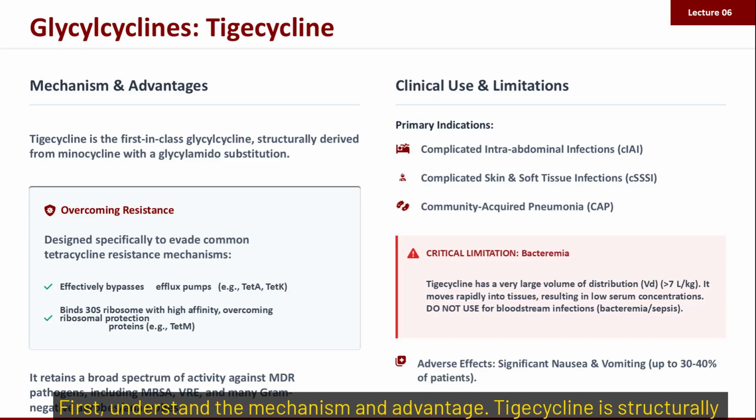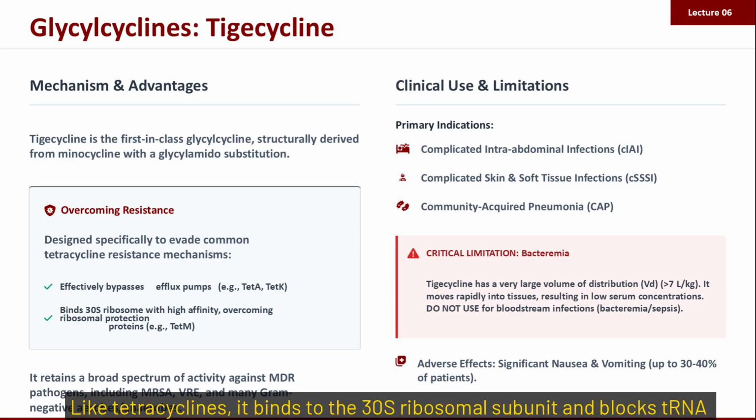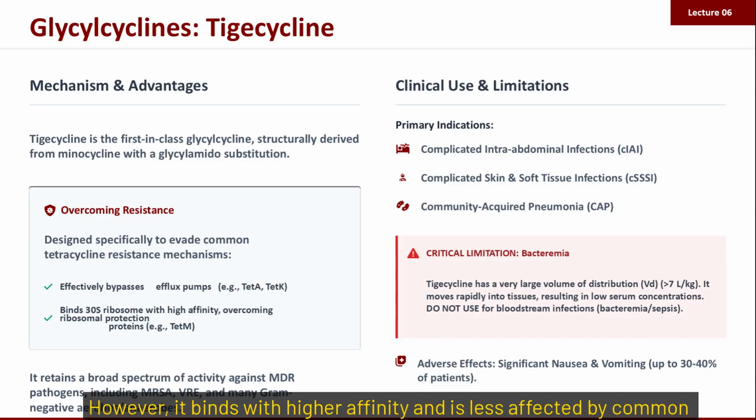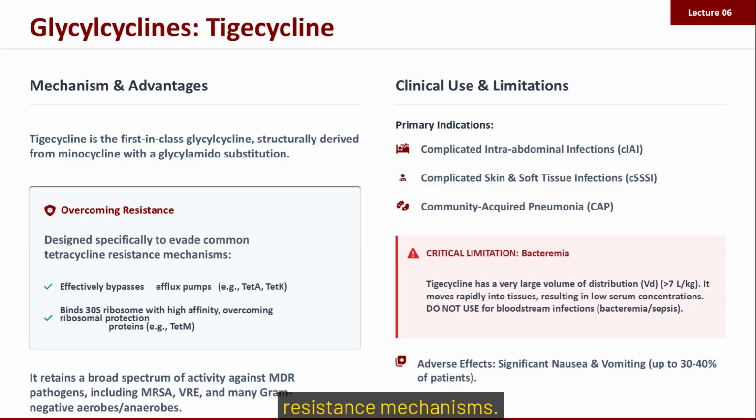First, understand the mechanism and advantage. Tigecycline is structurally derived from minocycline, but it has been modified to overcome resistance. Like tetracyclines, it binds to the 30S ribosomal subunit and blocks tRNA binding, so protein synthesis is inhibited. However, it binds with higher affinity and is less affected by common resistance mechanisms. Now the key advantage is that tigecycline can overcome tetracycline resistance.